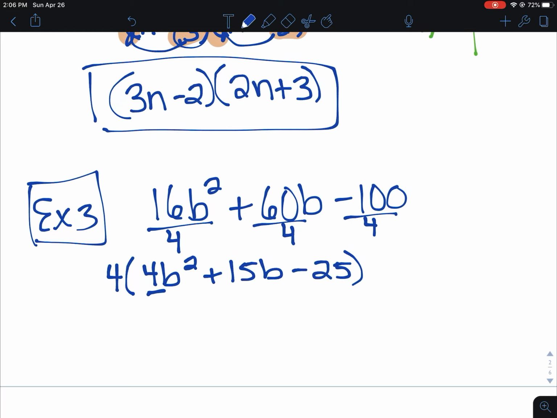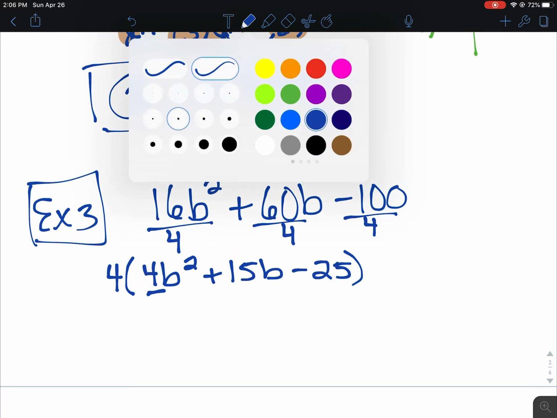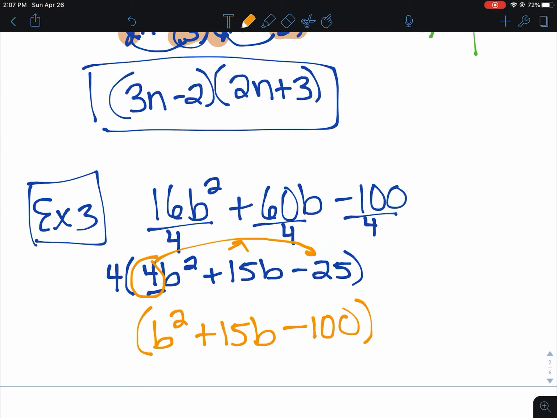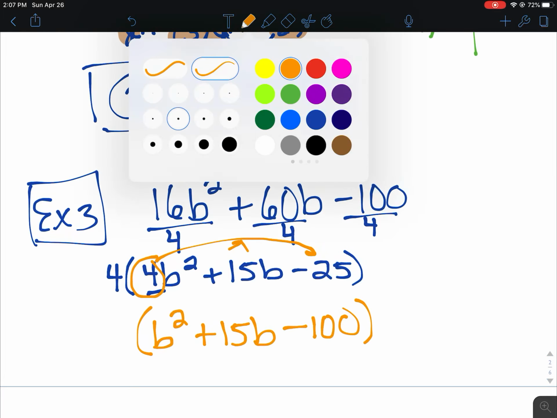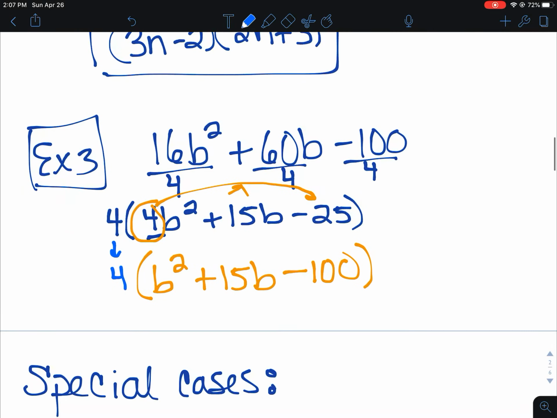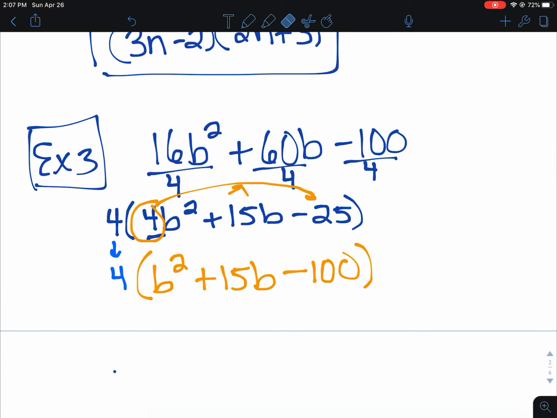Now from here, 4 is still left in front of b squared, so I still need to do the slide and divide. So I'm going to slide 4 to the 25, and I get b squared plus 15b minus 100. Remember that sliding is multiplication. And the 4 that we took out in the beginning is still part of my answer. So it's still there.